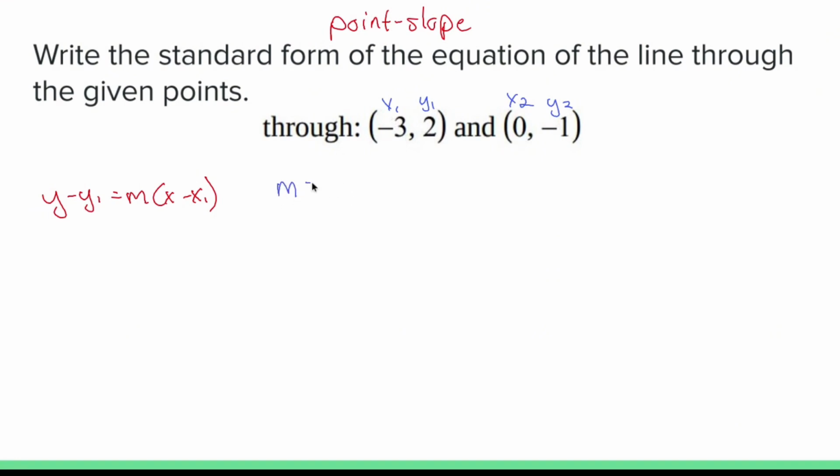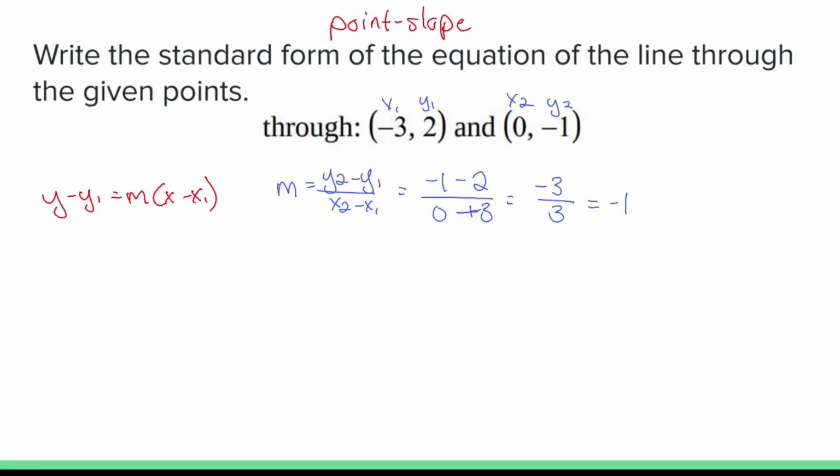So the slope formula is m equals y sub 2 minus y sub 1 over x sub 2 minus x sub 1. Y sub 2 is -1 according to what I labeled, minus y sub 1 is 2, all over x sub 2 is 0, minus x sub 1, which is -3. So -1 minus 2 is -3, and 0 double negative becomes 0 plus 3, so -3 over 3 is -1. So my slope is -1.